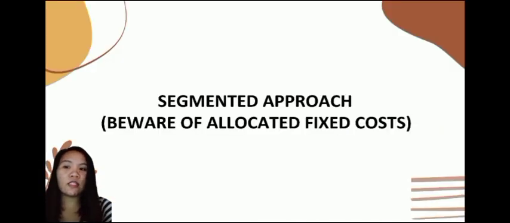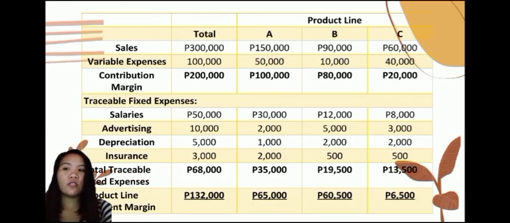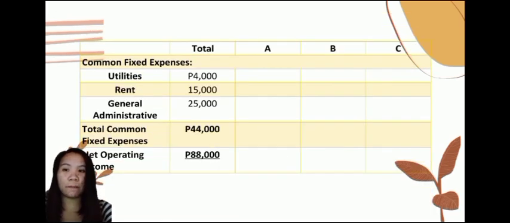Next is that we use the segmented approach to estimate the profitability of the product lines. It gives us a much different perspective of the product line C compared to the first two approaches. Segmented approach. Beware of allocated fixed costs. As we can see in the table, the product line C is covering all of its traceable fixed costs and generating a 6,500 pesos segment margin towards covering the common fixed costs of the company.